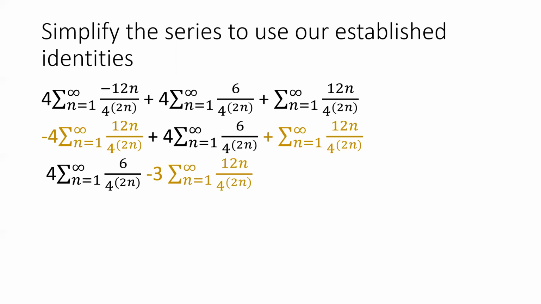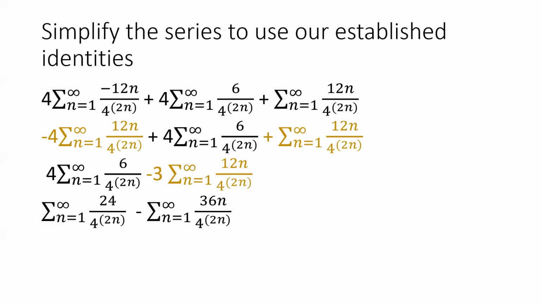Now to have it in the final form I'm referencing, I'm going to simply distribute the 4 and 3 back in, giving me 24 over 4 to the 2n as a series and 36n over 4 to the 2n. And now we're at the very final stage to get it in the exact form I'm referencing. And for those who are not exactly sure what I meant by the one I'm referencing from the identities, you can check out my video here, and you can see how I established those identities I'm about to show you.